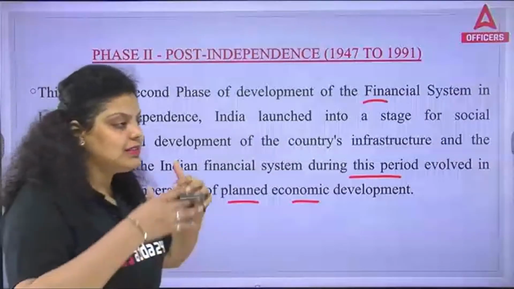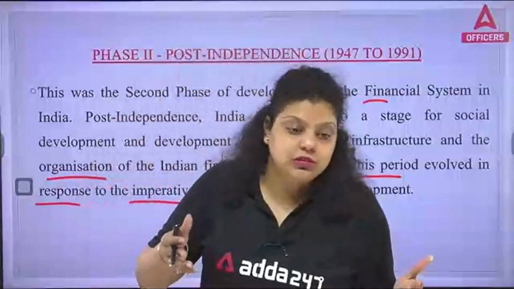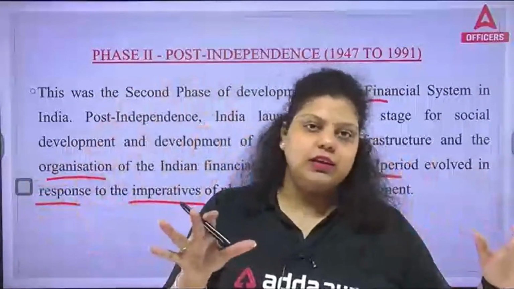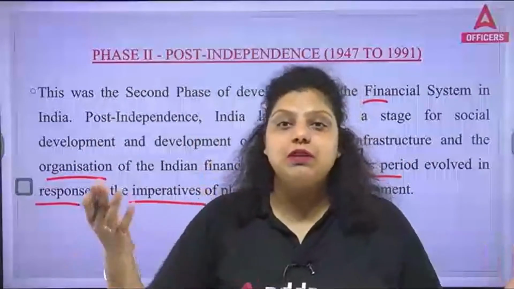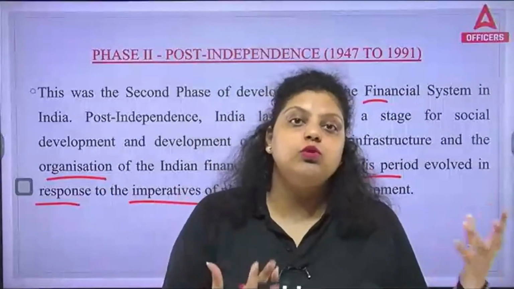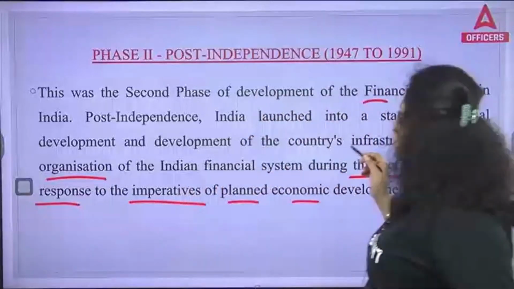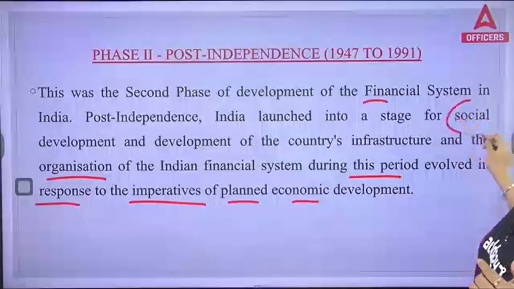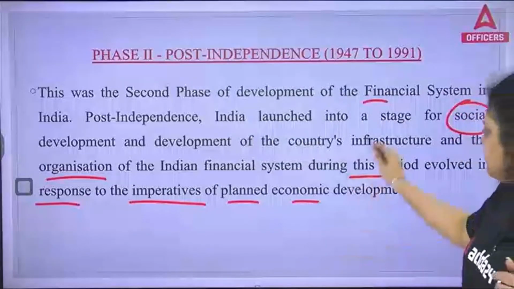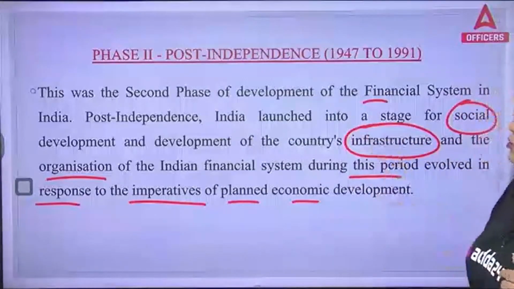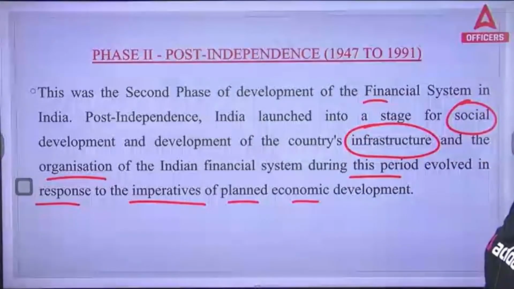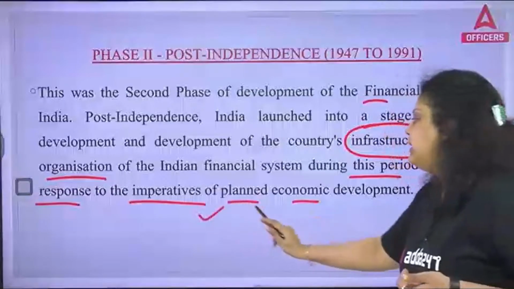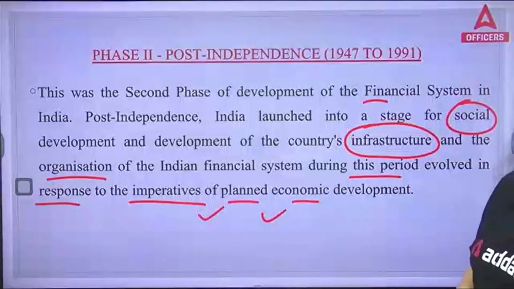Social development means, if you talk about social infrastructure, we are talking about bridges, roads, overbridges, buildings and so on, that make people's life easier. That is known as your social infrastructure. So that's what we are saying here. In this particular stage, we focused on what? We focused on social development, and we started developing the infrastructure. That's why the Indian financial system during this period evolved to respond to the imperatives of planned economic development.